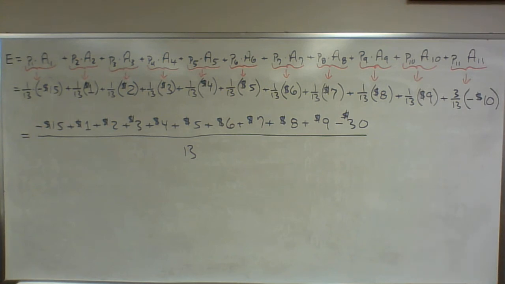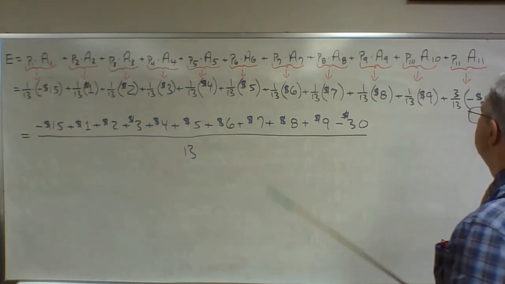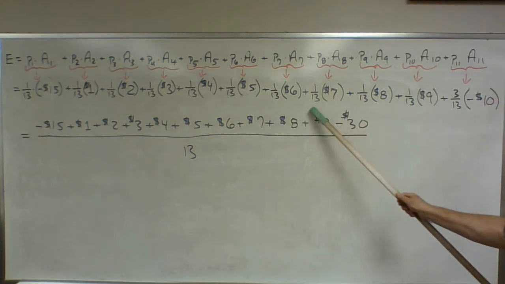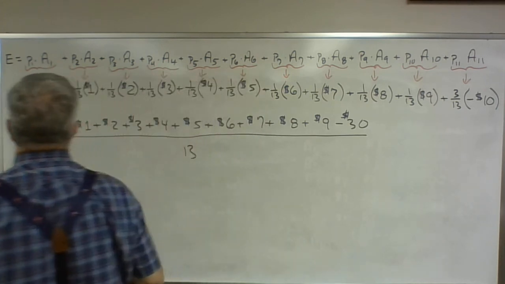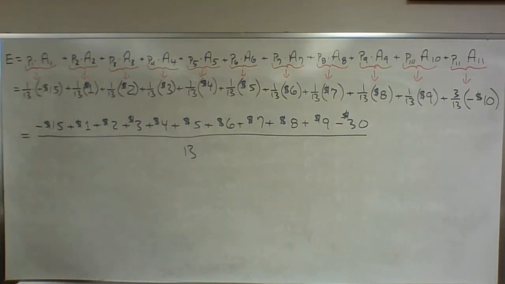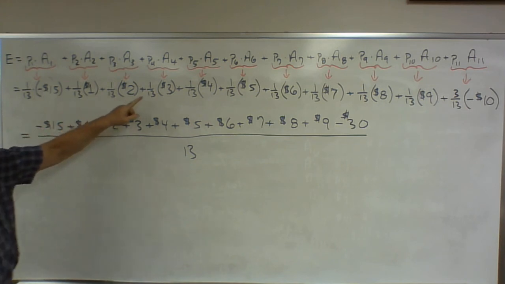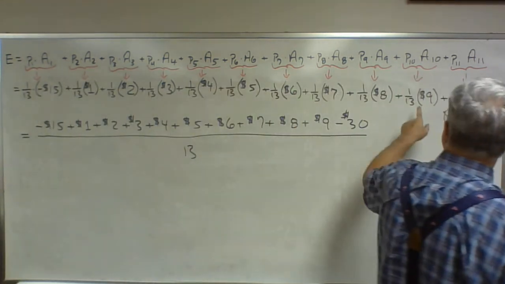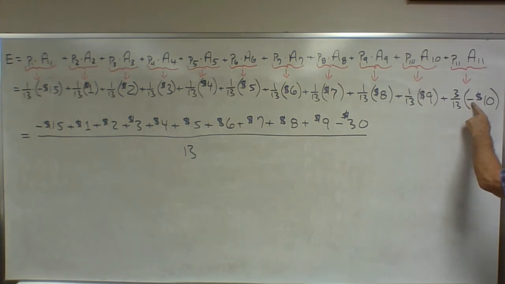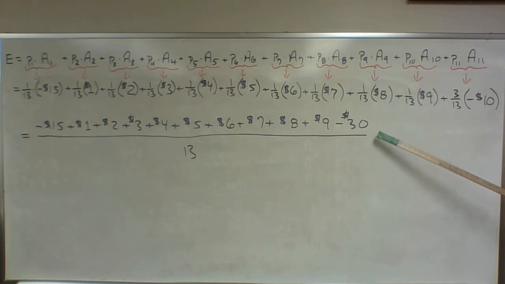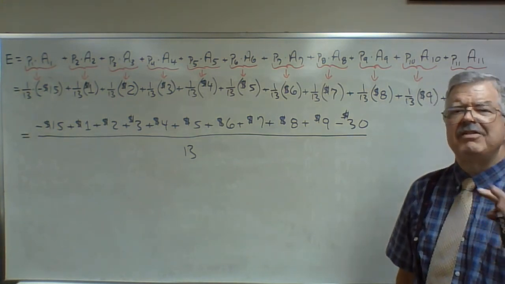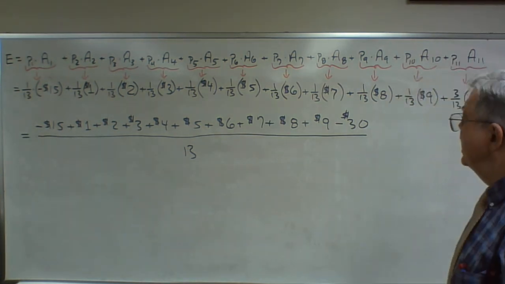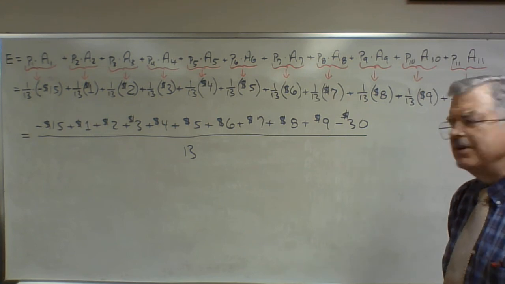Well, let's see. In each of these terms, we have a denominator of 13. So that means we just have negative 15 plus 1 plus 2 plus 3 plus 4 plus up to 9, minus 10 times 3, that's minus 30. So this is the expected value of the amount that we gain if we play this game over and over again. And something interesting happens here.